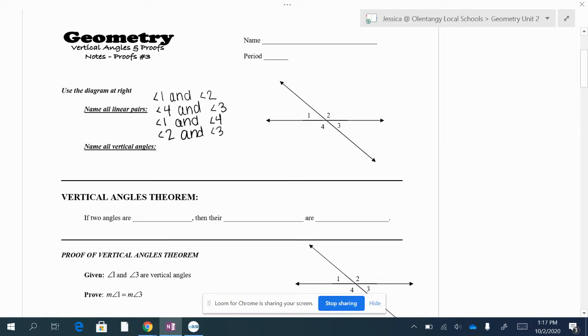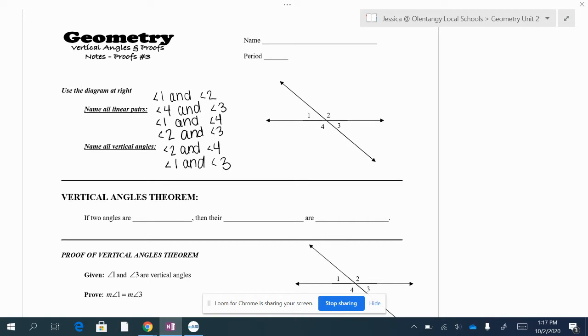The next says name all vertical angles. So vertical angles are directly across from each other. So like angle 2 and angle 4, and then also angle 1 and angle 3. So recognizing linear pairs and vertical angles are going to be very important through this section so that way we can figure out what we need to do in order to solve the problem.